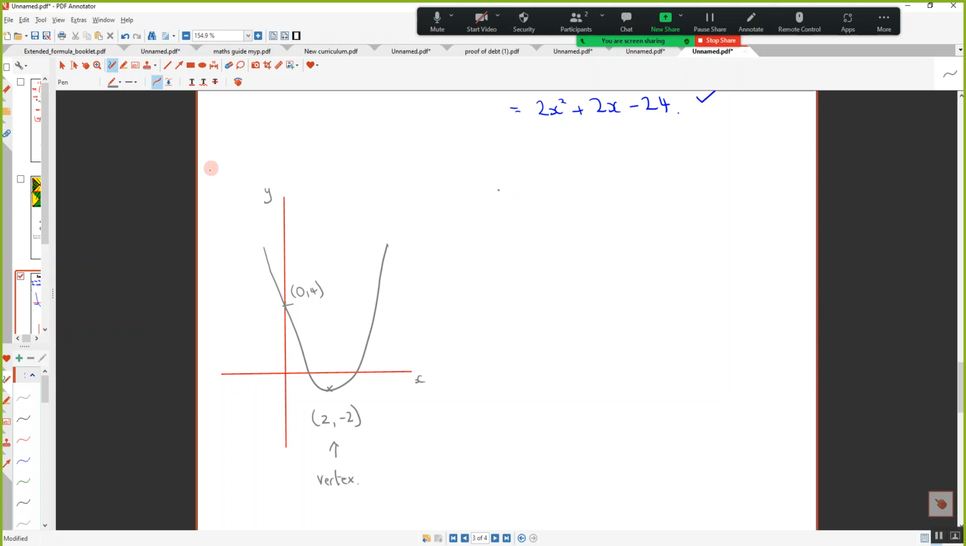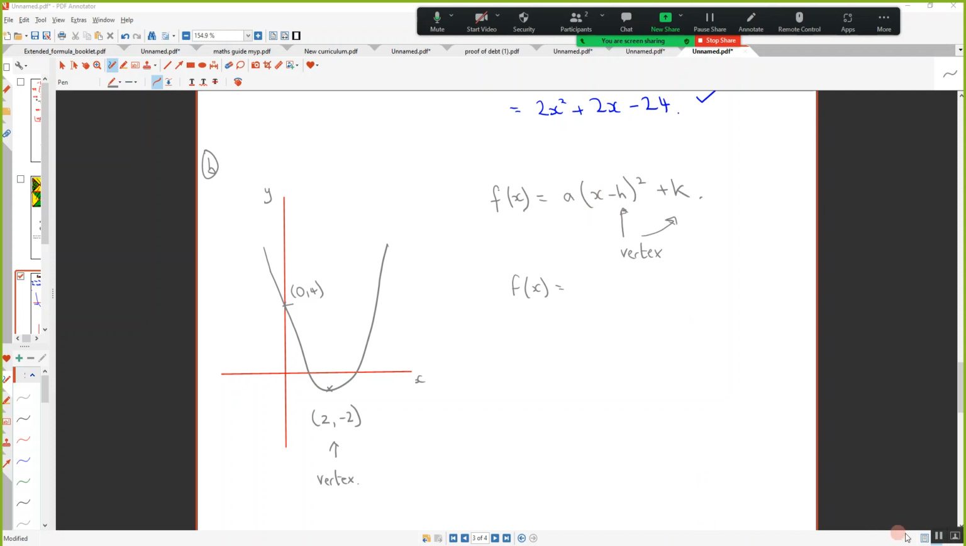Vertex form, right. So vertex form looks like something like that. You can use whatever letters you want really for it. Do you want to try and come up with it yourselves? That'd be exciting, wouldn't it? Okay, let's have a look.